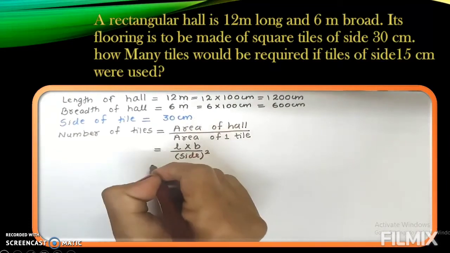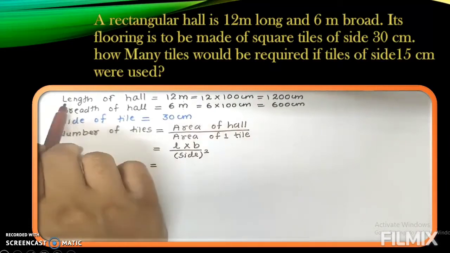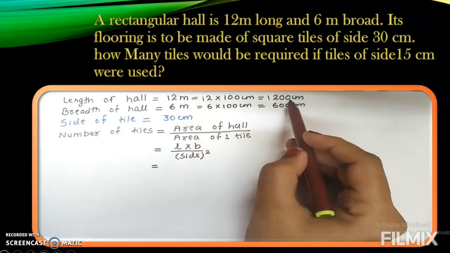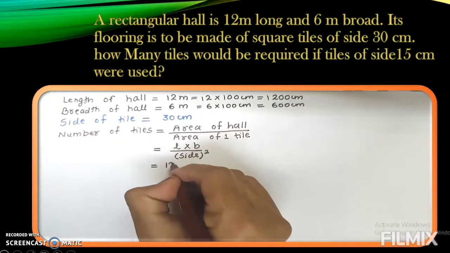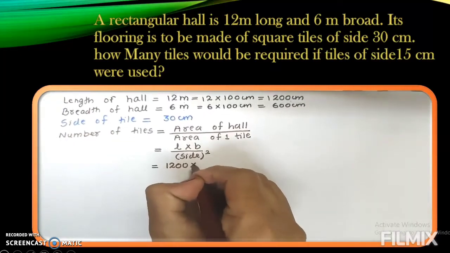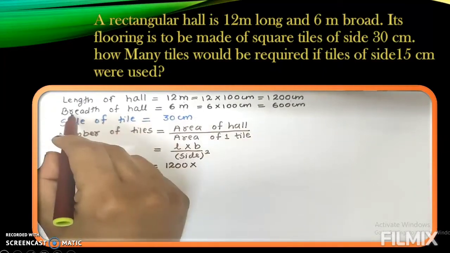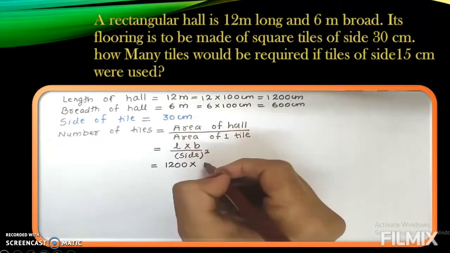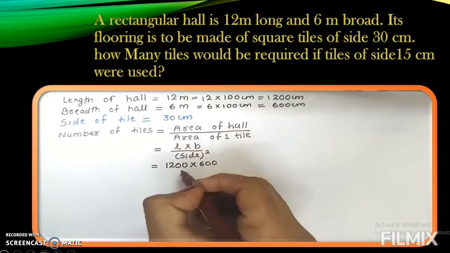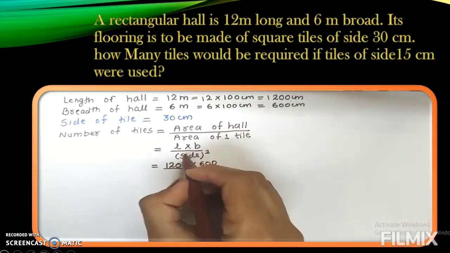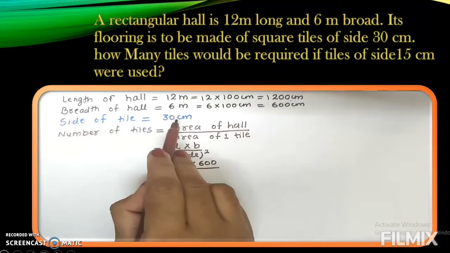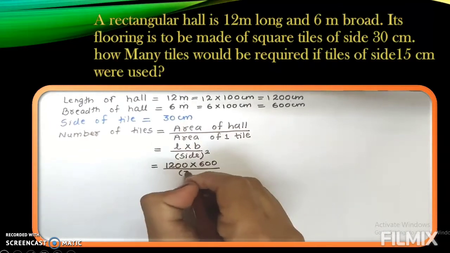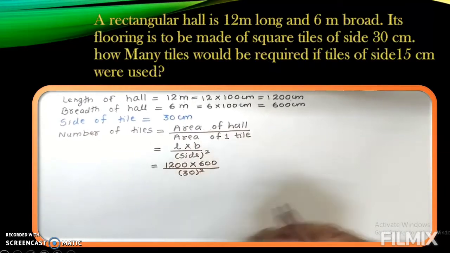So now we will substitute its value. L is nothing but length. What length we got? 1200. So we will write 1200, into B, which is nothing but breadth. Breadth is 600. So we will write 600, upon side square. What is side given to us? 30. So we will write square of 30.